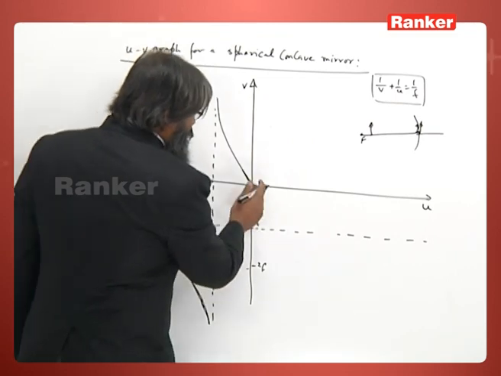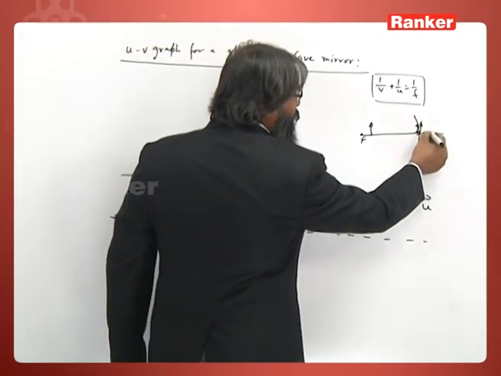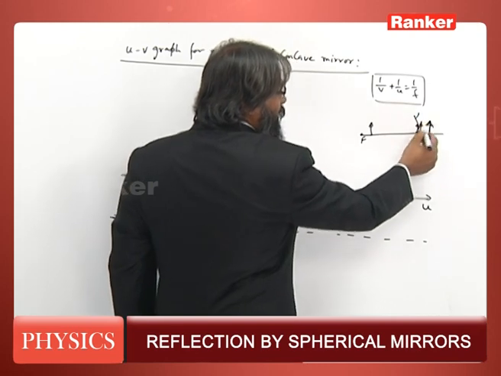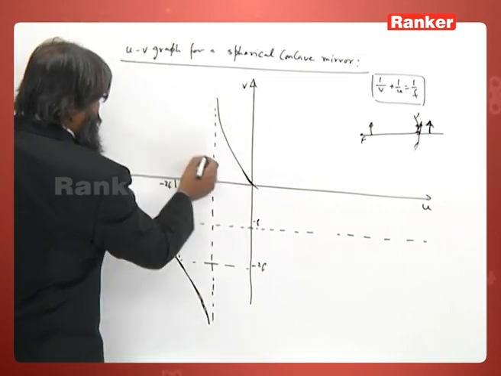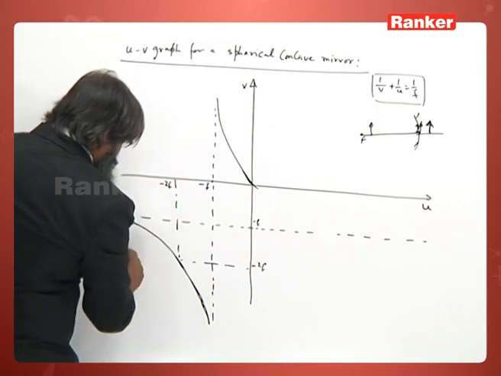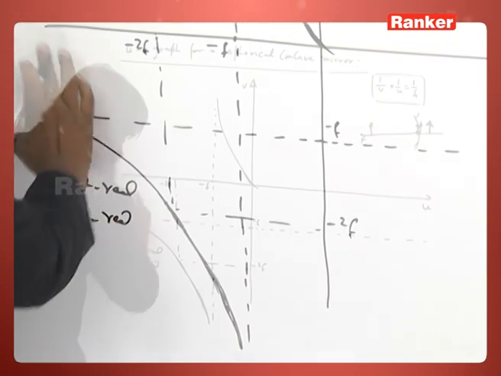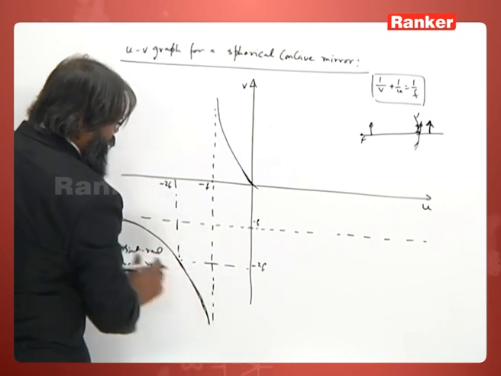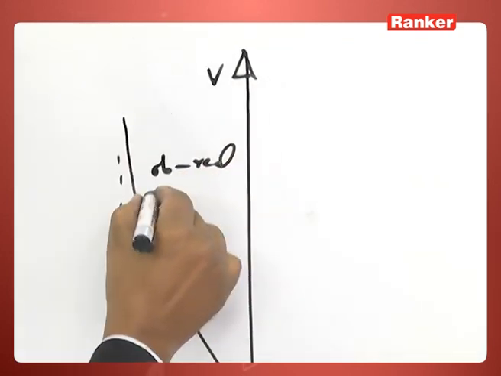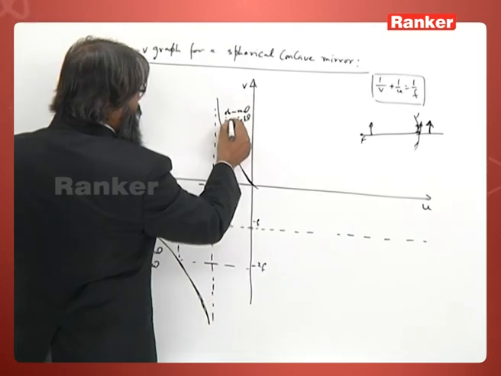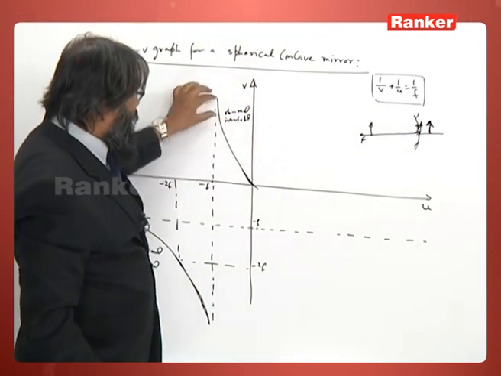Now, once we are in this, U becomes positive. That means my object is here. If my object is here, we are talking about virtual. So for these locations, the object is real and the image is also real. In this part, the object is real and the image is virtual. Only in this part, you see, V is positive. Positive means that side. The image is virtual and the object is real.